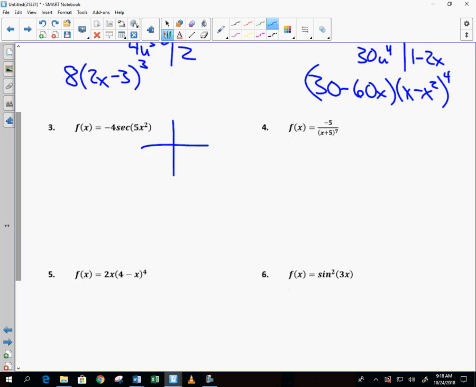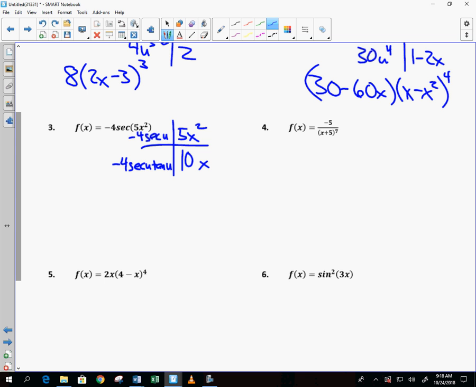What's the inside? 5x squared. What's the outside? Derivative of 5x squared is 10x. Uh-oh, does anybody remember what the derivative of negative 4 secant of u is? Very good. Negative 4 secant of u, tangent of u. So you can see that part of the practice in the chain rule is to start to remember what the derivatives of the trigonometric functions are.